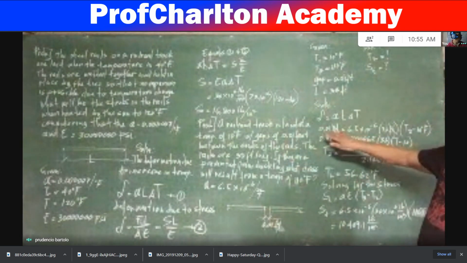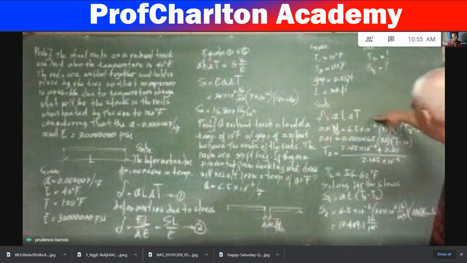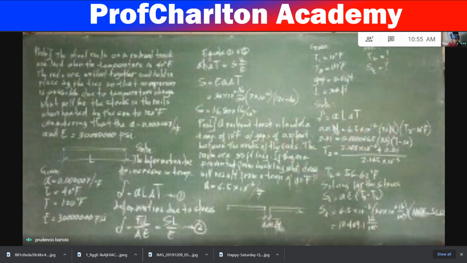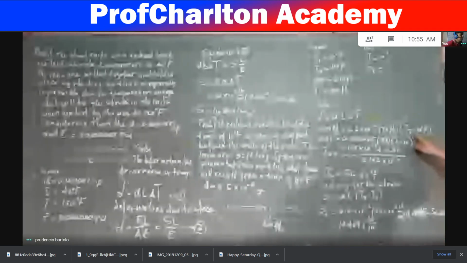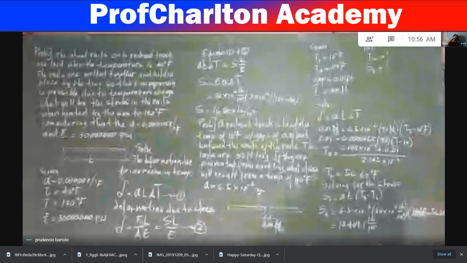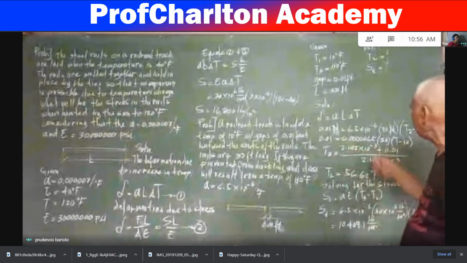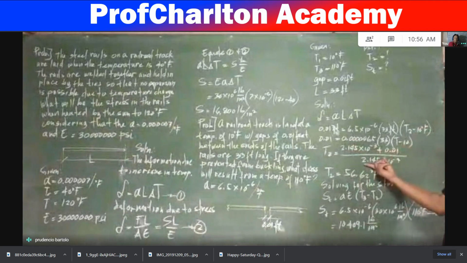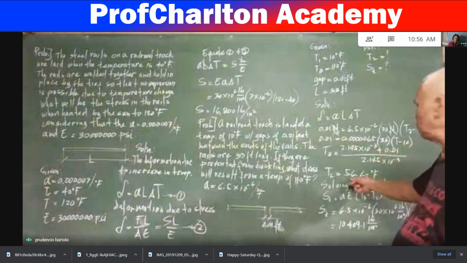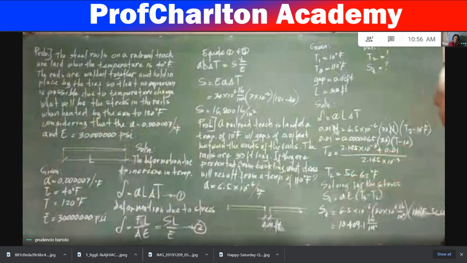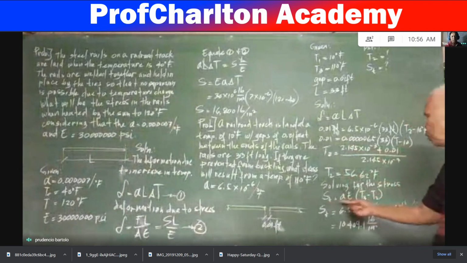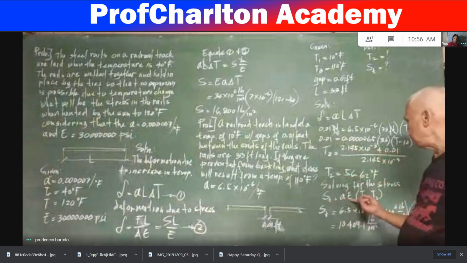So that is equal to 0.01 feet equal to 6.5 times 10 to the negative 6 multiplied by the length 33 feet multiplied by the change in temperature, T sub 2 minus 10 degrees. Or T sub 2 now will be equal to 2.145 times 10 to the negative 3 plus 0.01 divided by 2.145 times 10 to the negative 4. T sub 2 will be 56.62 degrees Fahrenheit.